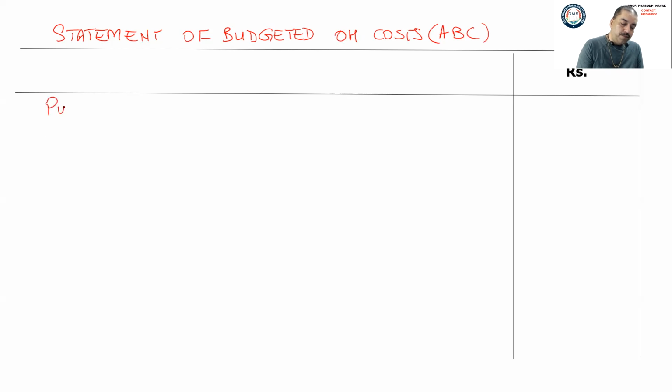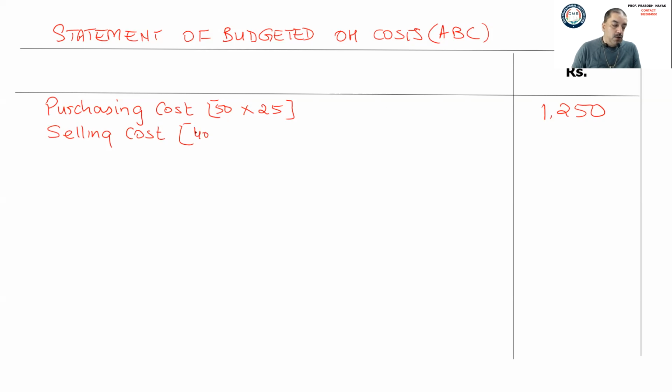Purchasing cost. Rate is 50 into 25 orders, 1250. Selling cost. Rate is 40 into how many batches? Was it 40 batches?